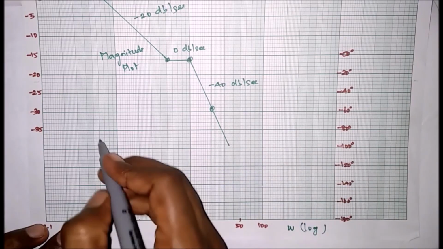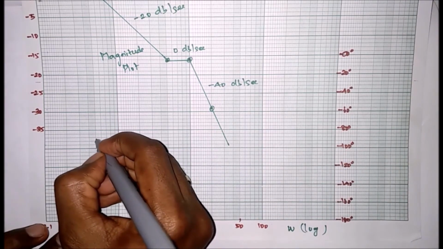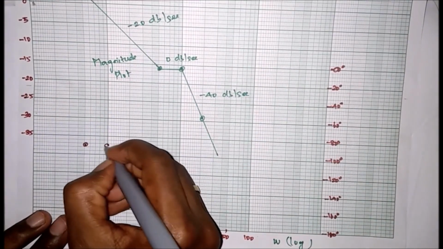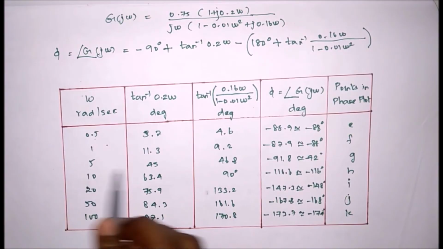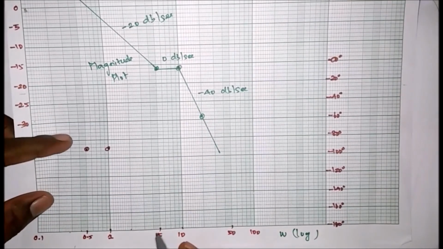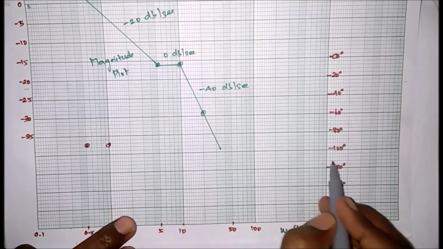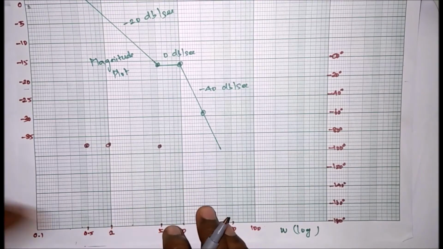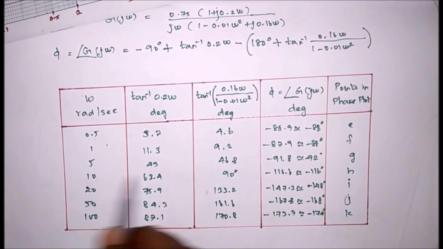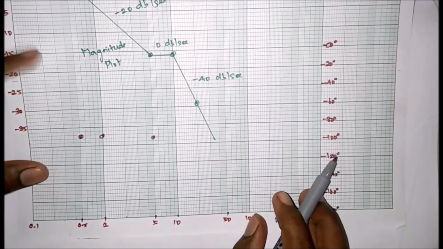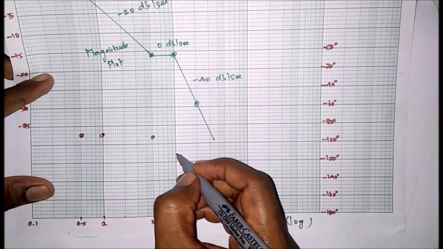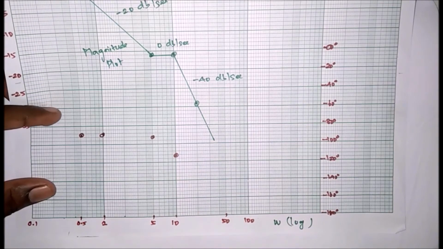Therefore, minus 88 means it will come here. So we can mark. Then for 1, its corresponding angle is also the same, minus 88. Then next for 5, the corresponding angle is minus 92. This is 5. So this is 90. So 92 means it will come here. Then for 10, the corresponding angle is minus 116. So this is 10. So this is 100. So 116 means it will come here. This is minus 116.